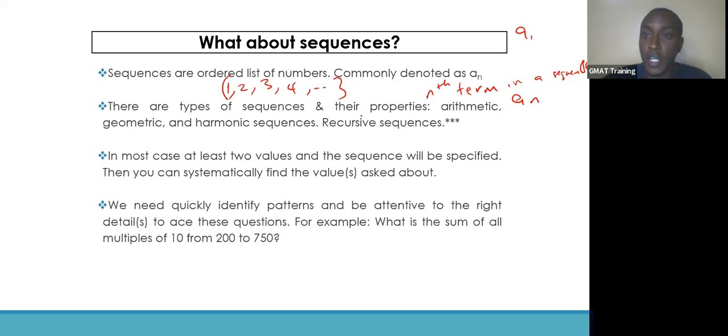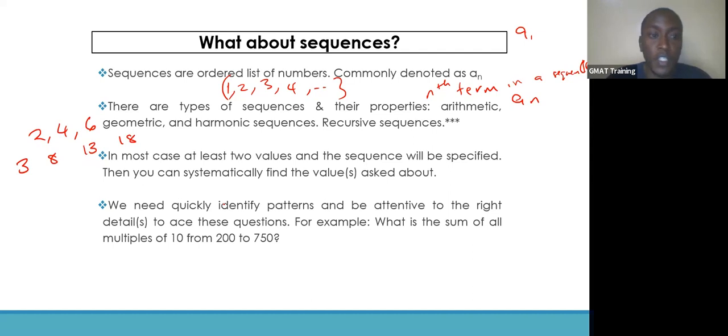For arithmetic sequences, you have a common difference between the values. Say the first term is 2, then you have a difference of 2, that's 4, a difference of 2, that's 6. These are consecutive multiples of 2, so this is an arithmetic sequence. You can also have 3 and a difference of 5. You have 8, a difference of 5 here, that should be 13, then 18, and so on and so forth.